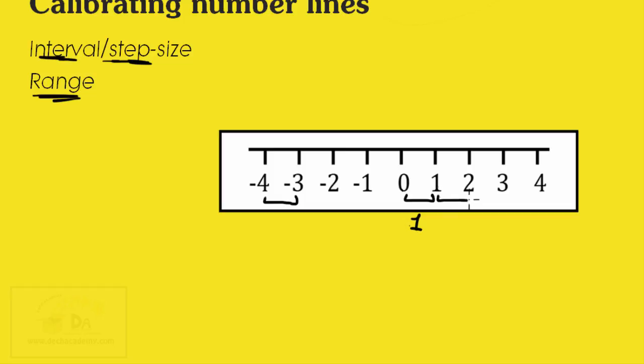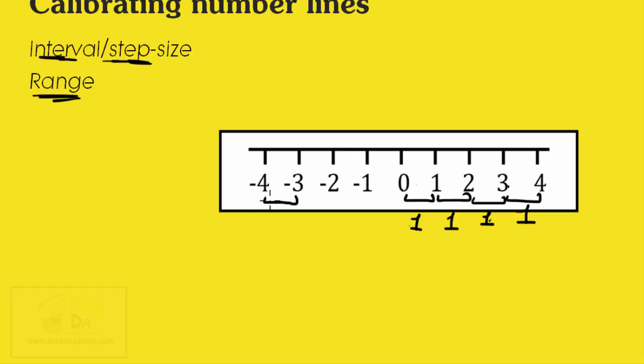The interval between 1 and 2 is 1. 1 plus 1 is 2. The interval between 2 and 3 is 1. 2 plus 1 is 3. You have to increase each number by 1 unit to get to the next number. That's the way this number line has been formed.